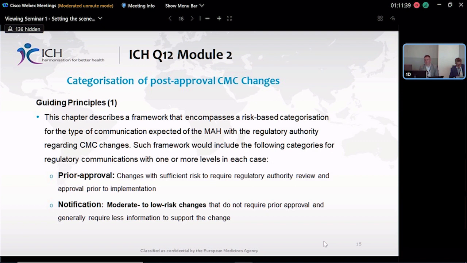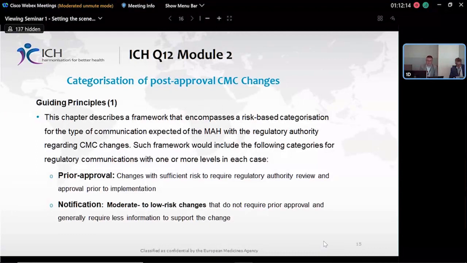So Chapter 2 of Q12 describes the framework that encompasses this risk-based categorization for the type of communication expected of the MA holder with the regulatory authority. And what Q12 sets out in this Chapter 2 is the ideal of the framework for lifecycle management. So all of the member regions, the regulators of ICH, have signed up to this as the ideal categorization system.